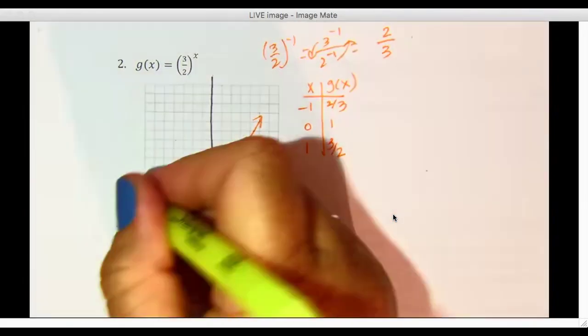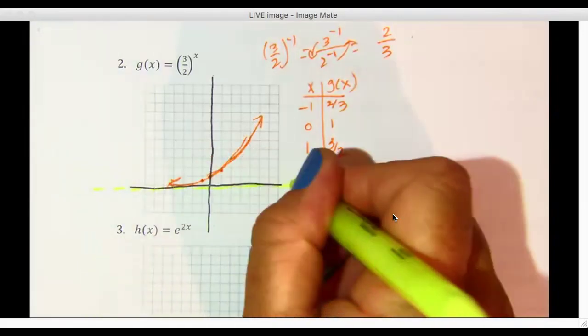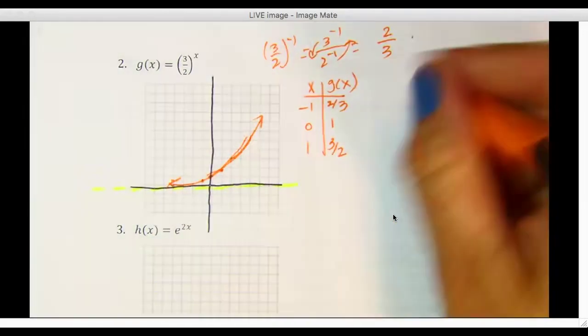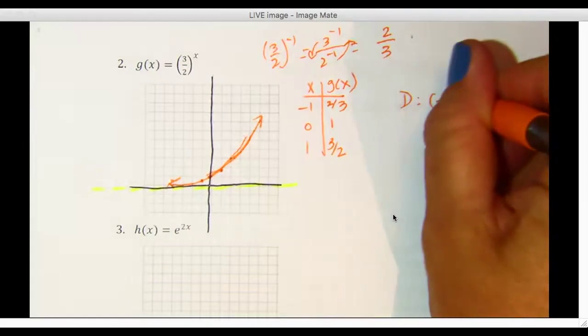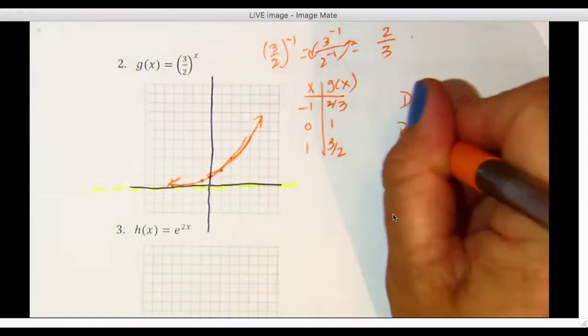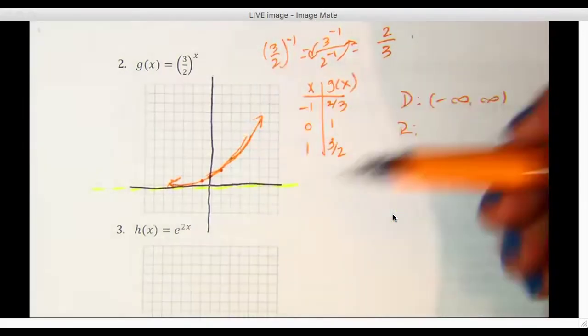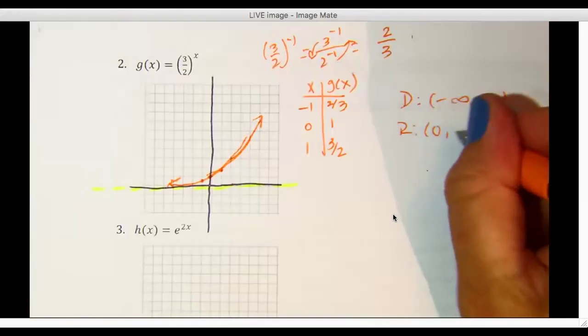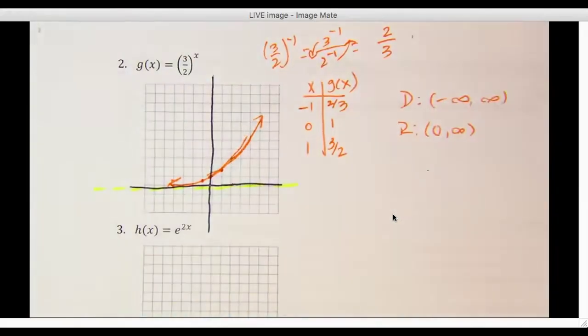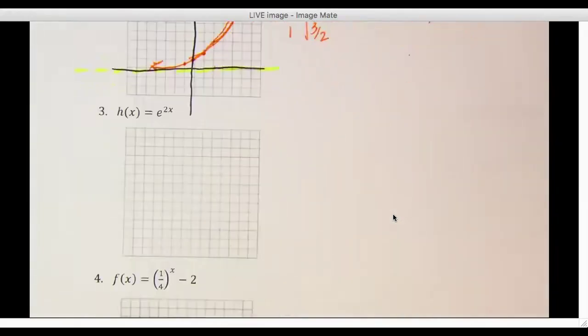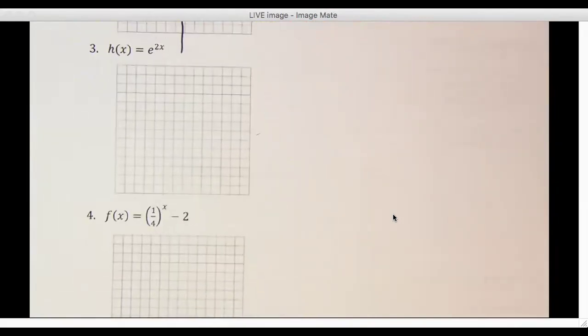And we have a horizontal asymptote at the x-axis still. And then my domain, again, is going to be -infinity to +infinity. And my range, again, 0 and goes up to infinity. When we start seeing some shifts, we will see our domain and range change. But at this point, we haven't started using any shifts yet.